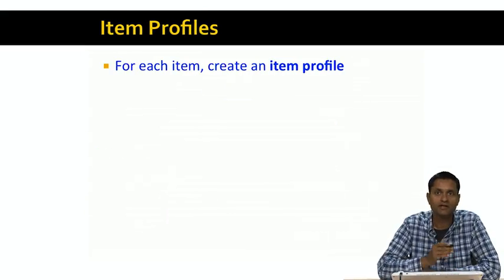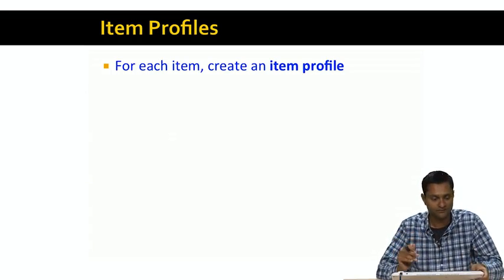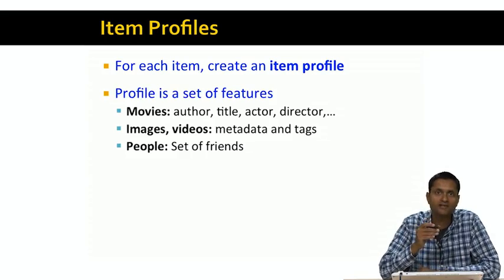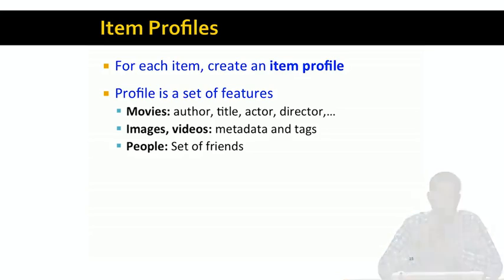So let's look at how to build these item profiles. For each item, we want to create an item profile, which we can then use to build user profiles. So the profile is a set of features about the item. In the case of movies, for instance, the item profile might include author, title, actor, director, and so on. In the case of images and videos, we might use metadata and tags. In the case of people, the item profile might be a set of friends of the user.